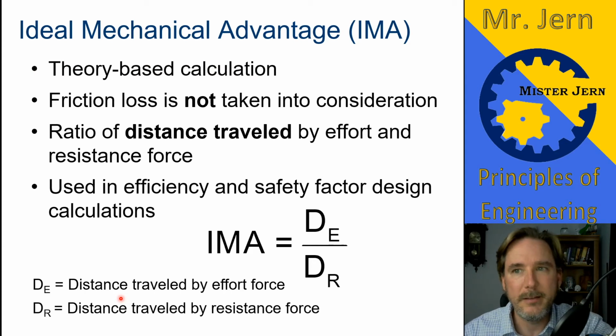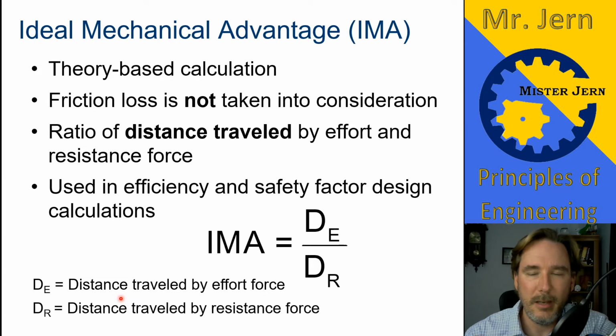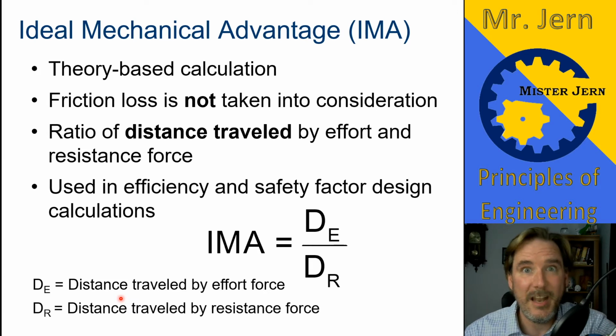Then we have our IMA and AMA. A little recap: ideal mechanical advantage is totally theory-based. There's no friction involved. It's all computation. Friction loss is definitely not taken into consideration. It's all about comparing the distances, which is one of the main aspects of mechanical advantage. The ideal mechanical advantage is the distance of the effort force divided by the distance of the resistance force. IMA is equal to dE over dR.